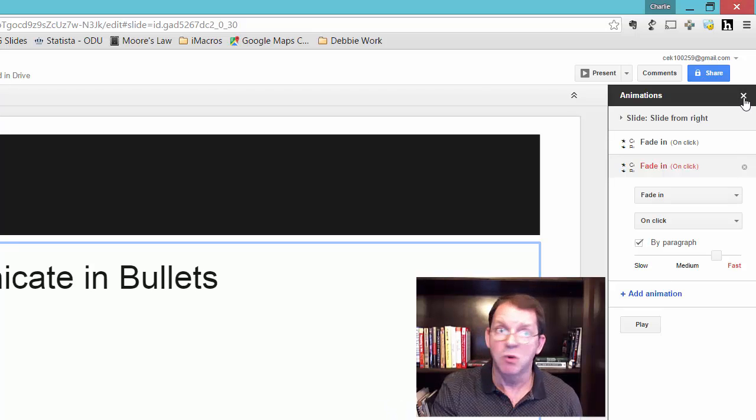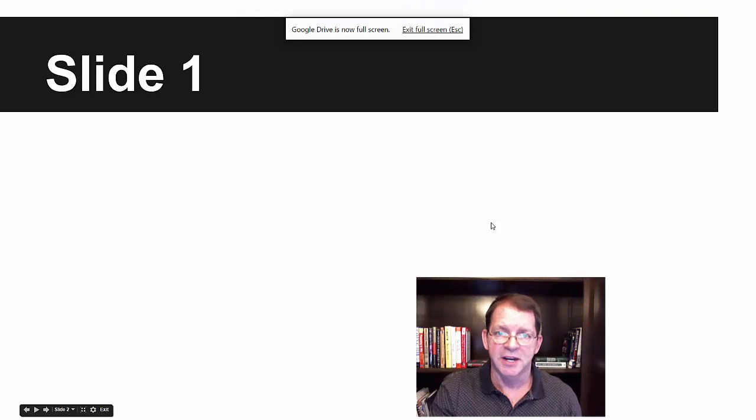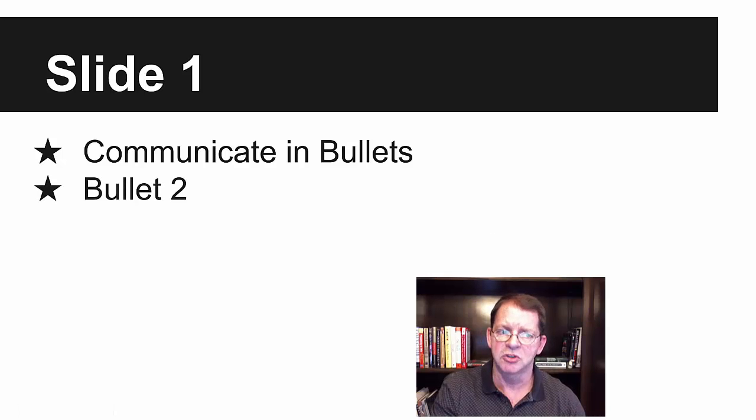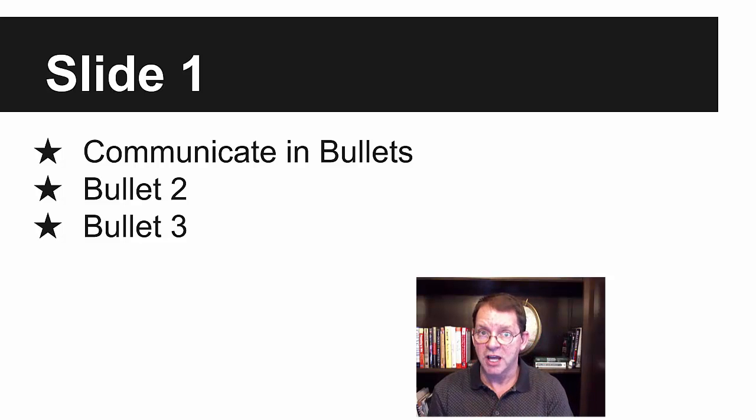So let's see what we come up with here. So we'll hit present. There my slide comes up. There's no bullet items. I'm talking. There's bullet item number 1. There's bullet item number 2. And there's bullet item number 3. So that, folks, is how you do animations in Google Slides.